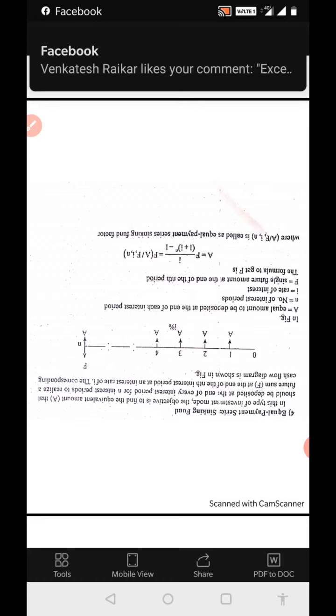We are discussing module 3, and in module 3 we are discussing the various types of compound interest problems. We have seen 3 problems so far. First and second were on single payment, and the third we discussed on uniform series, equal payment series compound amount. Now in this discussion we will see equal payment series sinking fund.